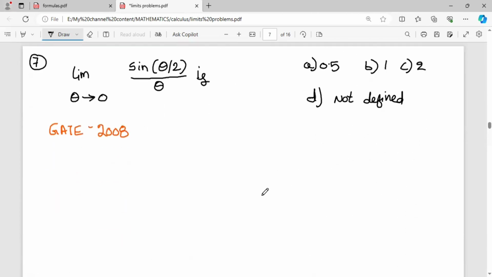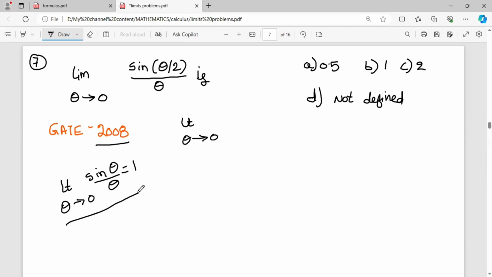Next, the next problem. This problem is from 2008. Limit theta tends to 0, sin(theta/2)/theta. For that, we know the expression limit theta tends to 0 of sin theta by theta equals simply 1. So you have to convert that expression into this style.